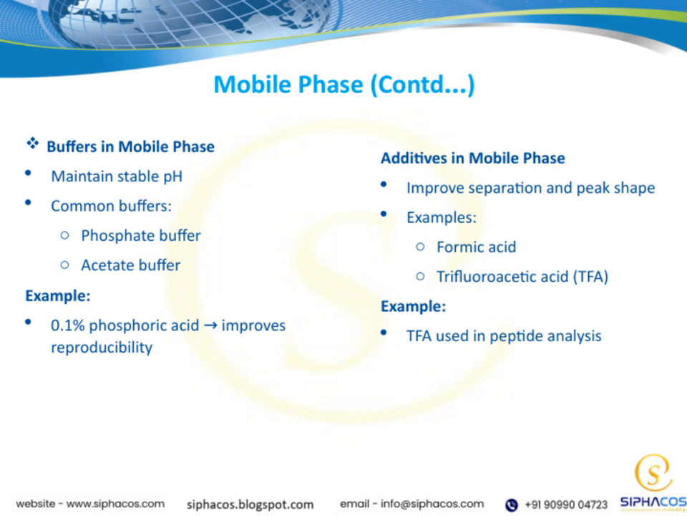Buffers are essential because they help us maintain a stable pH throughout the process. This stability is key to achieving consistent and reliable results. Some common buffers include phosphate buffer and acetate buffer. For instance, adding 0.1% phosphoric acid can significantly improve reproducibility, ensuring that our results are consistent from run to run. Finally, these components, additives and buffers, are integral to fine-tuning the mobile phase, making sure we get the best possible separation and peak quality, which ultimately supports the overall accuracy and reliability of our analysis.